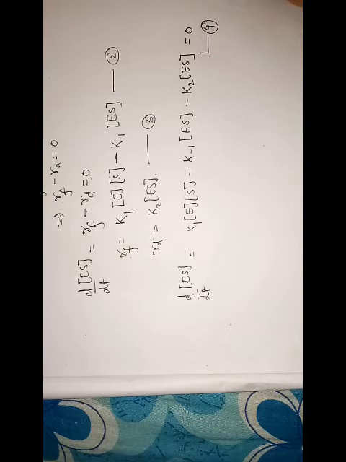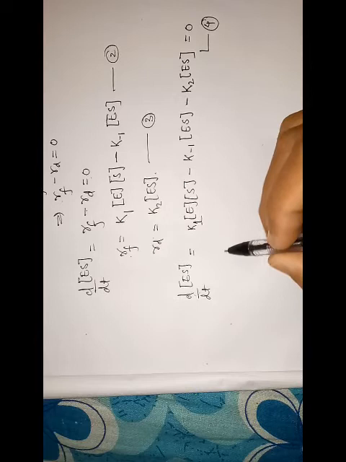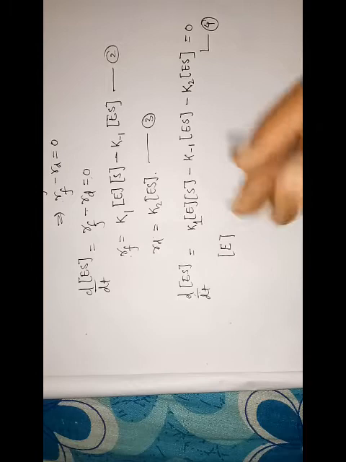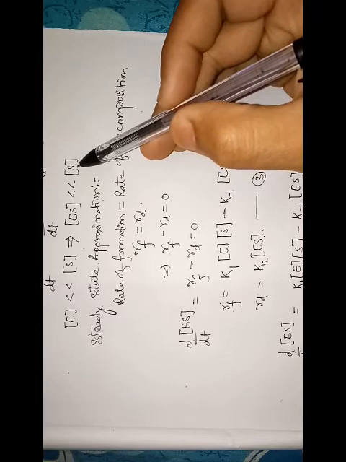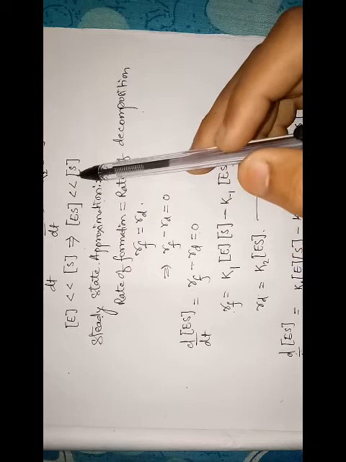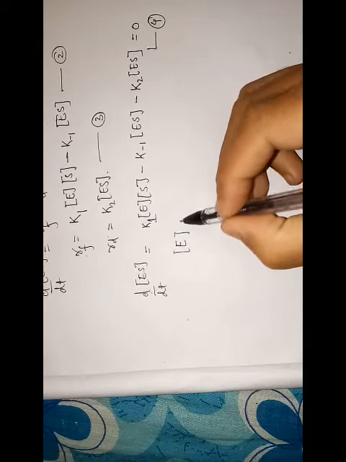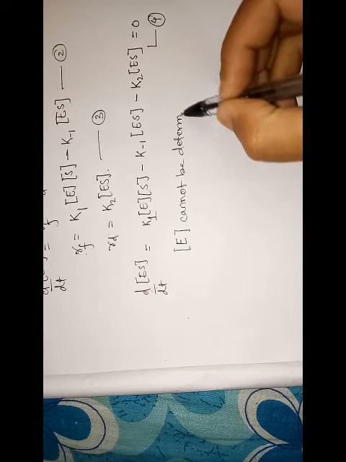So next, the concentration of E, the enzyme, as we know, is very very less compared to the concentration of substrate. This also implies the enzyme substrate concentration is very very less than the concentration of substrate. So it means that the concentration of E cannot be determined. Why? Because the concentration of E is very less compared to the concentration of substrate, so it is in very small quantity and cannot be determined easily.